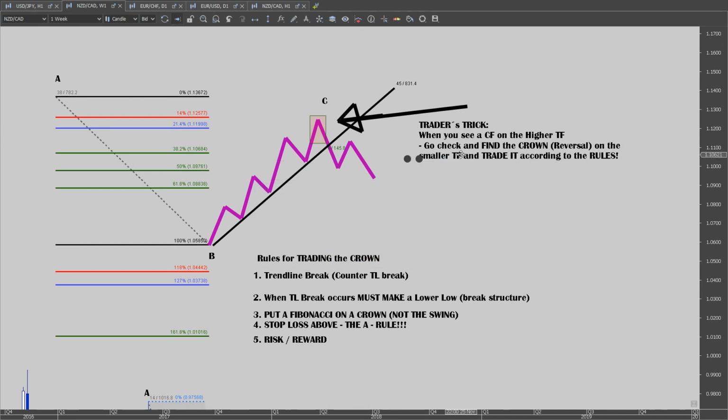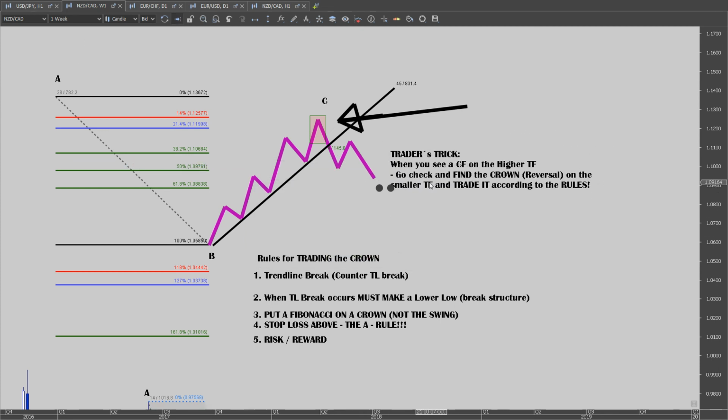And why is this useful? Because many times, everybody, we are too attached to the 1 hour time frame, to the 4 hour time frame, to the 8 hour time frame, and we don't check the daily, we don't check the weekly, right? Oh, I don't have enough money in my account, so I'm not going to check the weekly. Or I don't have enough money in my account, so I'm not going to check the monthly. So to make it easier for you, this is a trader's trick.